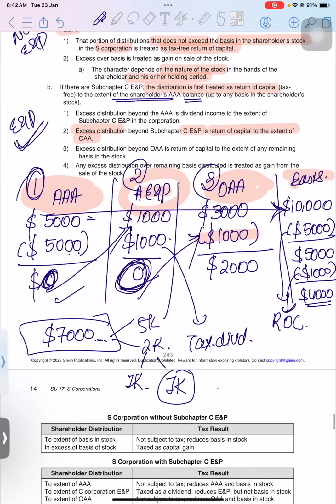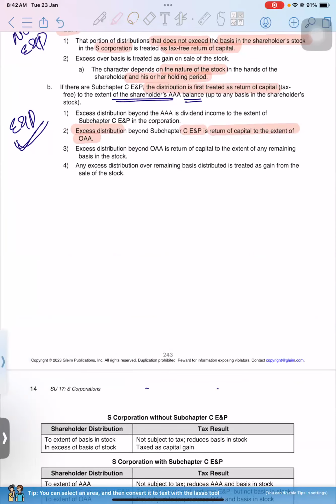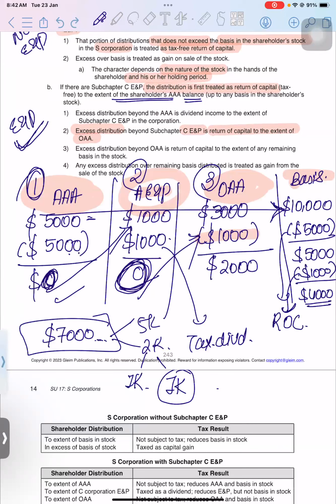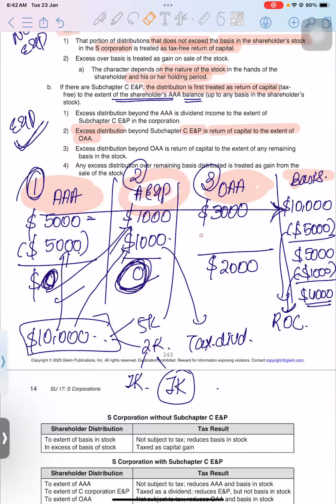Next, any excess distribution over the remaining basis is treated as a gain from sale of stock. Let's say our OAA has become zeroed out. Let's say in the same example, instead of 7,000, the distributions are 10,000. So what will happen? 5,000 will be allocated here. Then 1,000 will be allocated here. So the remaining is 4,000. I can't reduce this, I can't make it negative. Instead of 4,000, I can reduce only 3,000. So what about the extra 1,000? This will be chargeable to capital gain.